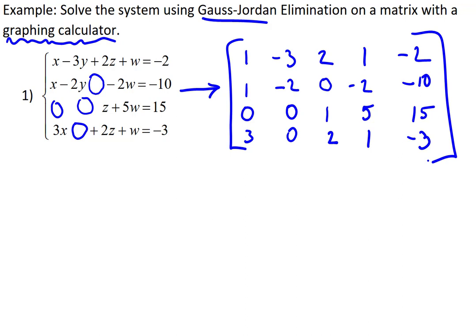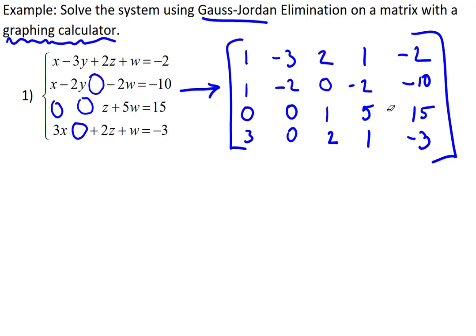Remember that sometimes you will see authors or textbooks put a vertical dividing bar where you would find the equal signs in each equation. It's not required or necessary to do that, but in case you see that, just know that that's really all that means. It doesn't really do anything different to the matrix itself.